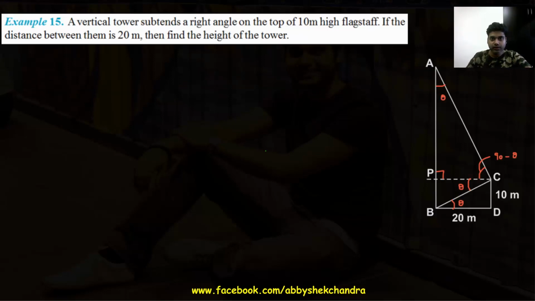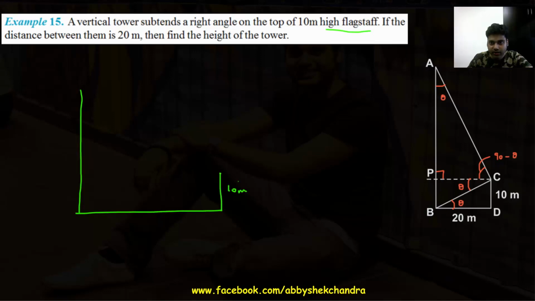Okay. Now, a vertical tower subtends a right angle on the top of a 10 meters high flagstaff. So the tower is always taller. This is the ground. This is the flagstaff, which is 10 meters high. The vertical tower is AB, and this CD is the flagstaff. Now this vertical tower AB subtends a right angle at the top of the flagstaff here.